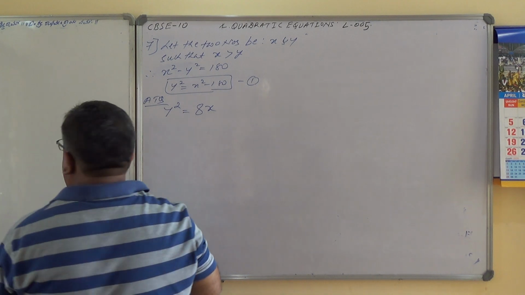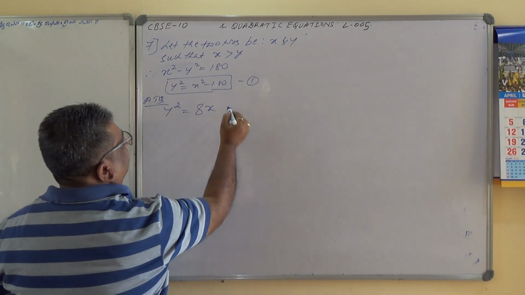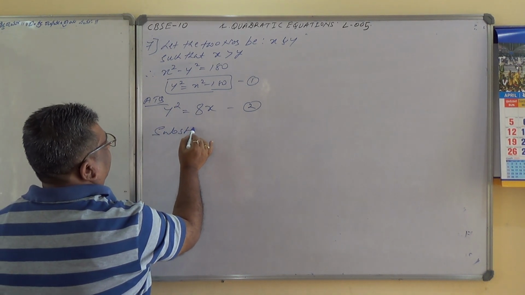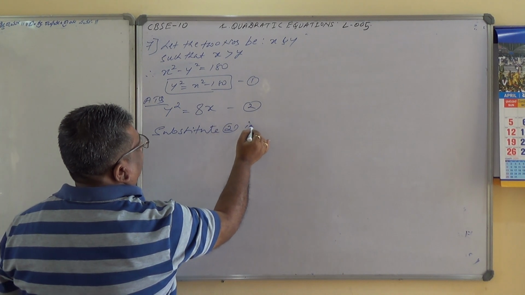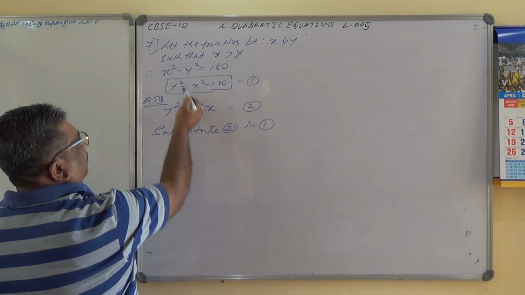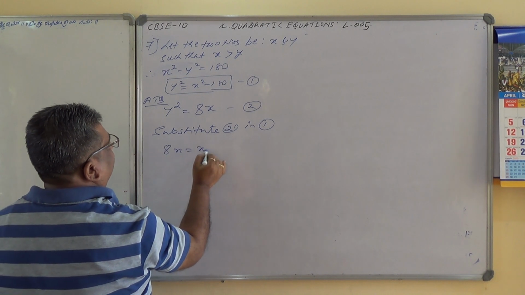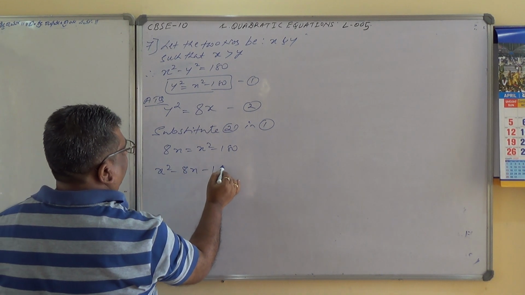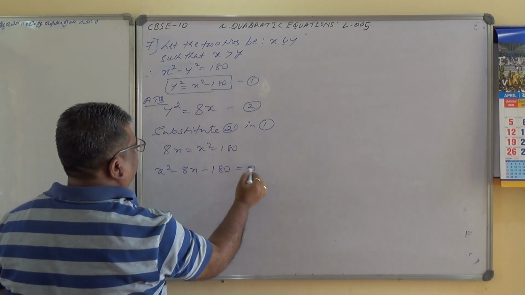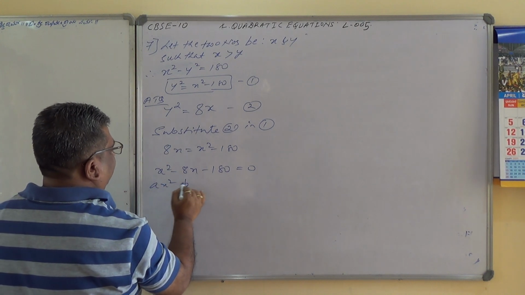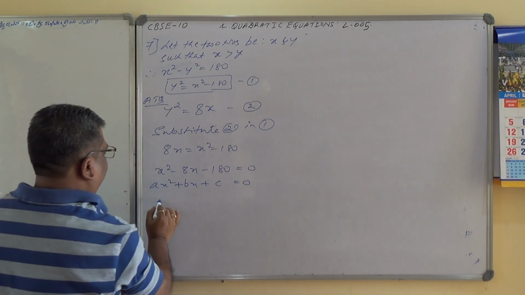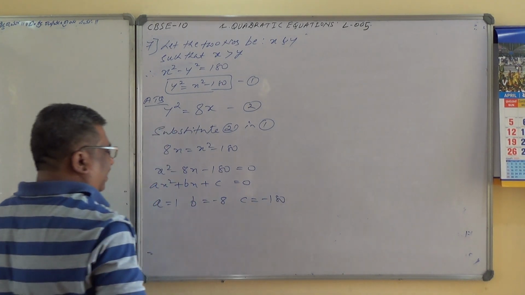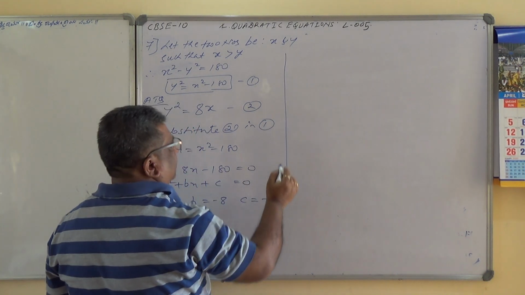Is it right? Okay. Find the two numbers. This is equation 2. Substitute 2 in 1. Y square is equal to 8x, so 8x equals x square minus 180. Therefore, x square minus 8x minus 180, transposing that side, equals 0. Comparing with ax square plus bx plus c equals 0, a equals 1, b equals minus 8, c equals minus 180. So let us solve this one.